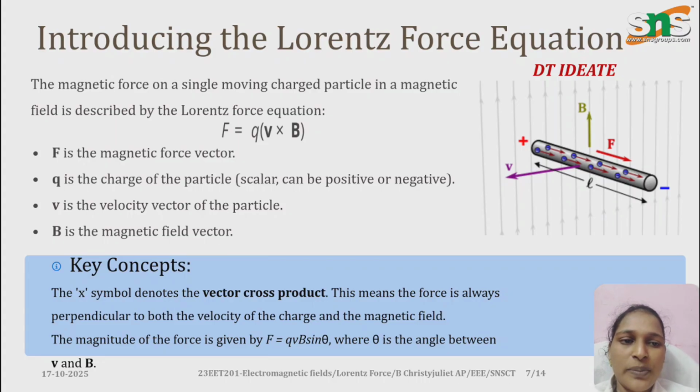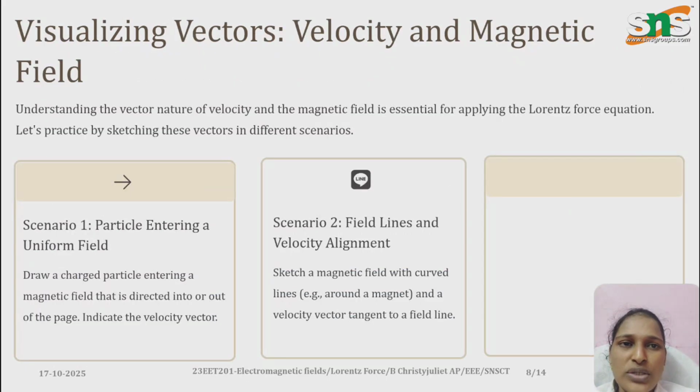Here the cross represents the vector product, which means that the force is always perpendicular to both the velocity of the charge and the magnetic field. The magnitude of the force is F = QVB sin θ, where θ is the angle between V and B. Using this Lorentz force, we can visualize that the wire moves because of this force.